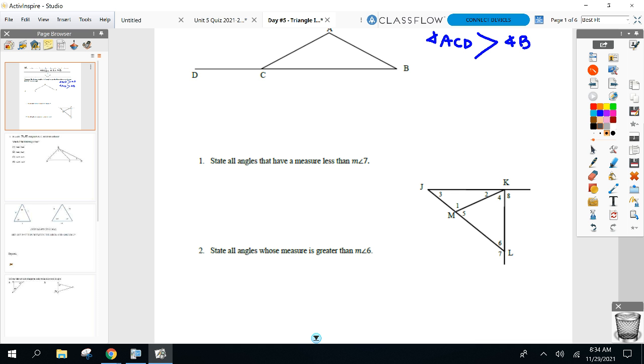Hi, Rick. KML. Good. I'm going to start right there. Yes. I think we can all agree angle 7 is an exterior angle for that one. All right. Name the remote interior angles then. If 7's the exterior, what's the remote interior?